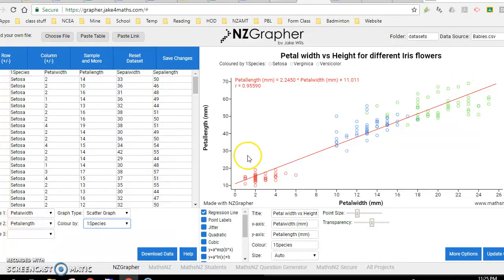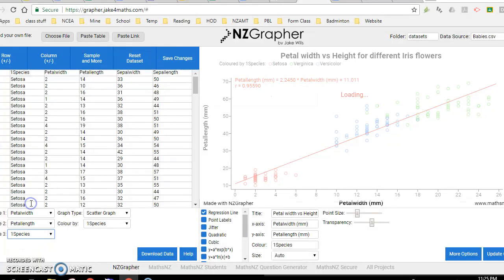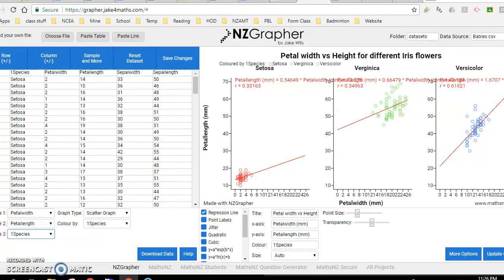All right, and so I could now copy that graph across if I'd like to. I can see this is quite strong, like they're definitely grouped together. I might want to now look and draw these three graphs separately. I know what you're thinking, this might take a while, you've got to copy all the data in and then copy the next lot in. But no, NZ Grapher makes it easy. We just put in variable 3, species, and it does the three graphs for us.